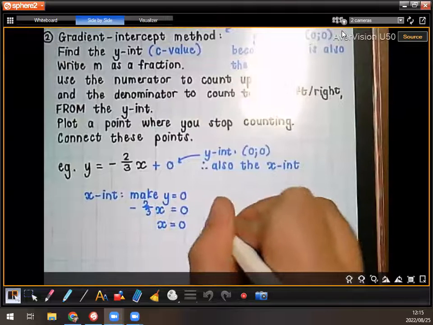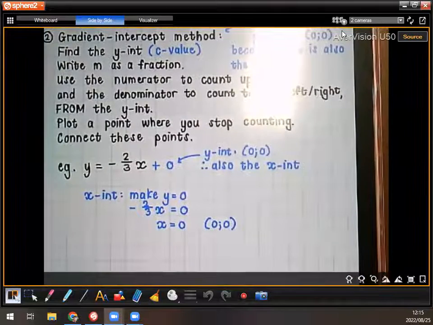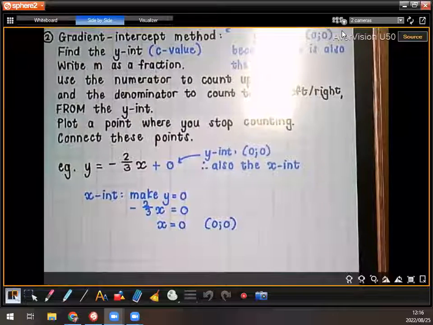Okay, so do you see? You'll get the same point for your x-intercept. And then you'll think, oh no, I only have 1 point. What do I do now? All right, then you're going to use your gradient. So guys, you don't have to do that x-intercept calculation. I'm just showing you that it is also the x-intercept.